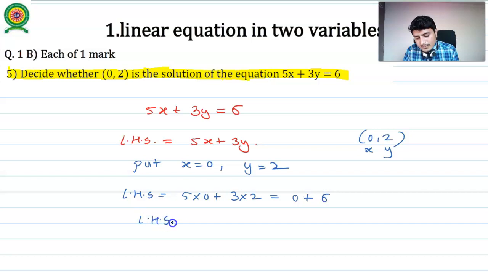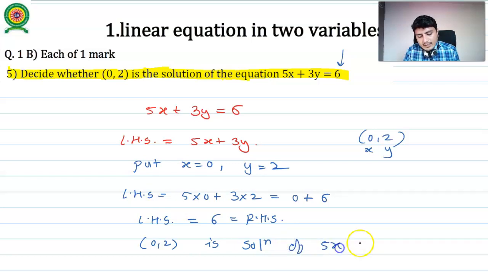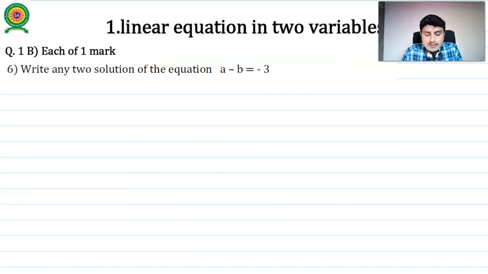So after simplifying the LHS, we have 0 plus 6 is 6, that is exactly equal to the RHS, that is 6. So we can say (0, 2) is a solution of the given linear equation in two variables. Solution of the linear equation in two variables 5x plus 3y equals 6.